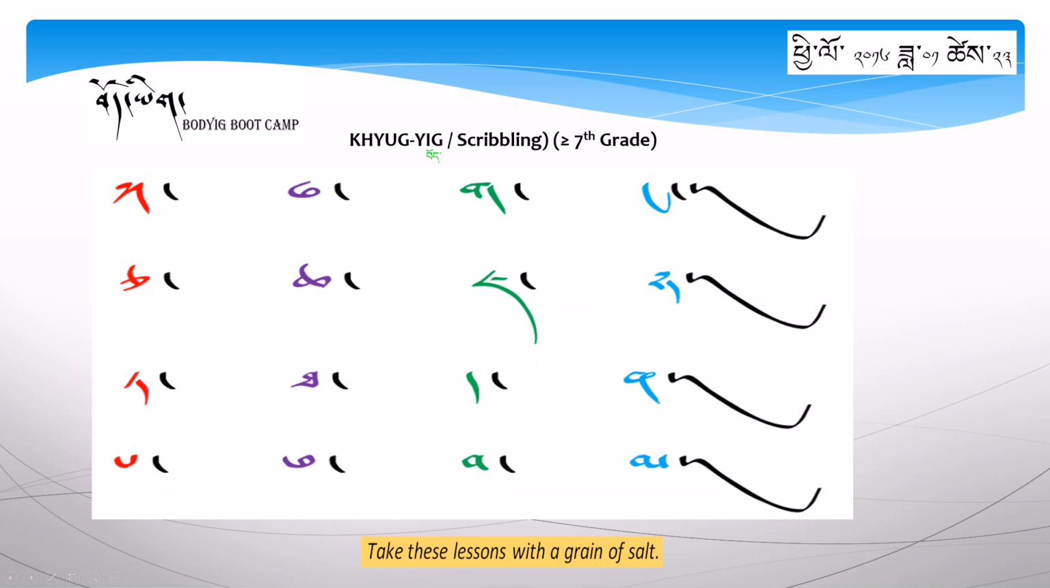Now this is called kyugyig because once you're in 7th grade all the way through high school, you will be writing a lot. When you write a lot, it's going to slow you down if you write the headless letters.